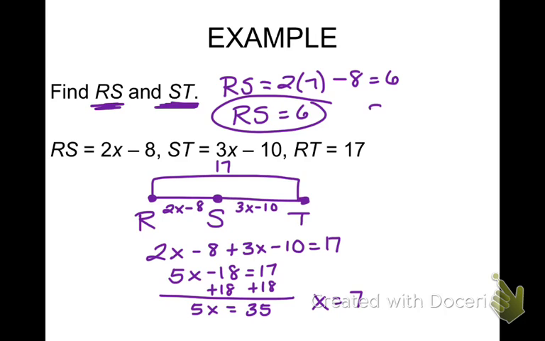And then do the same thing for ST. ST's expression is 3x minus 10, so 3 times 7 minus 10. So 21 minus 10 is 11. Does 11 plus 6 make 17? Sure. So we know we did it right. Okay? So, segment addition, just throw in algebra into your world. Do you guys have any questions?